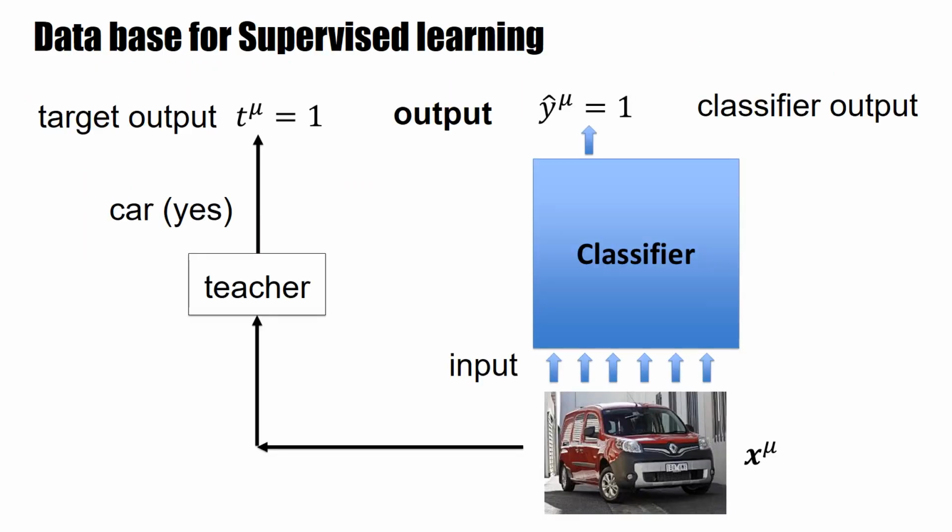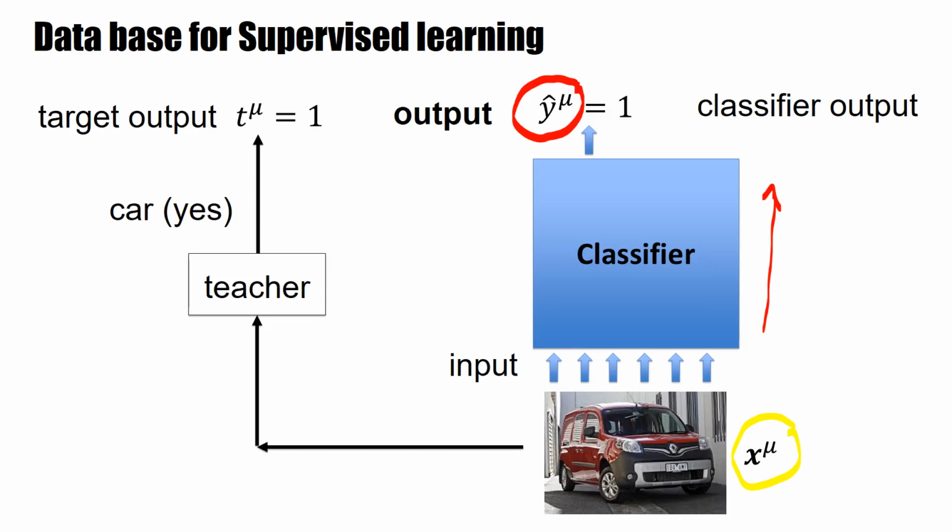So we have seen that an input image is put into a classifier and gives out a network output, a classifier output. A classifier could be a neural network. I denote the actual output of the network by y hat. Y because it's an output, hat because it's sort of an estimate of something.